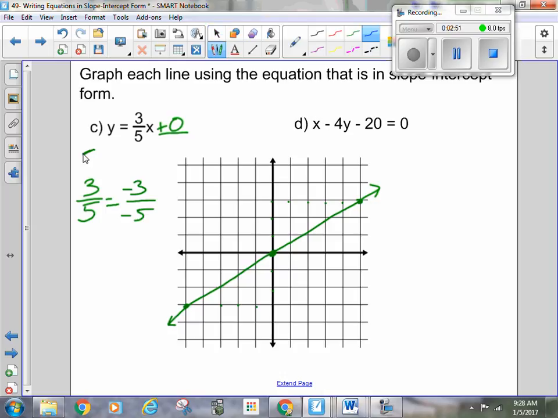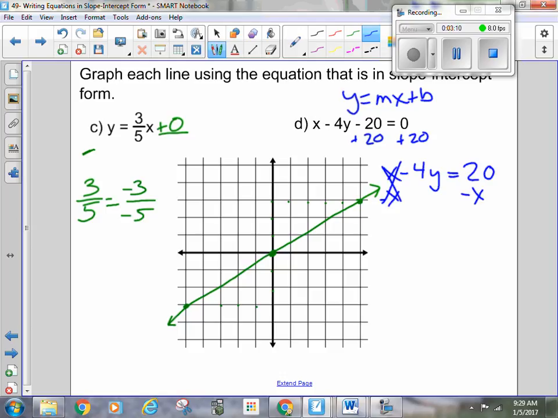Okay? All right, let's look at D. D is not in slope-intercept form. We want to make it into y equals mx plus b form. So we're going to solve for y. So let's start by adding 20 to both sides. So I have x minus 4y equals 20. So I'm going to subtract my x over. And don't lose this negative there. So negative 4y equals negative x plus 20.